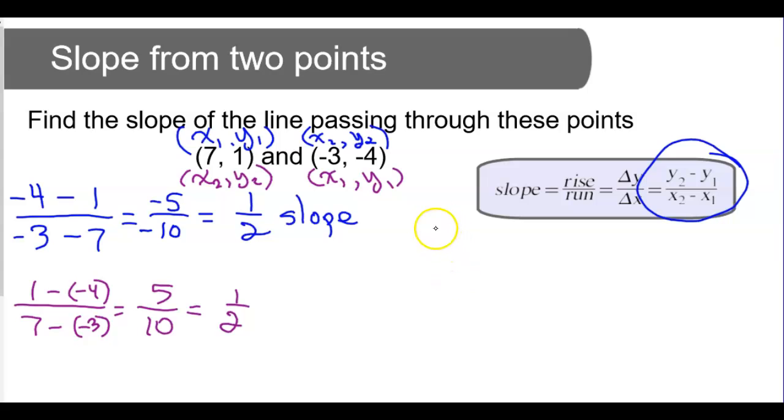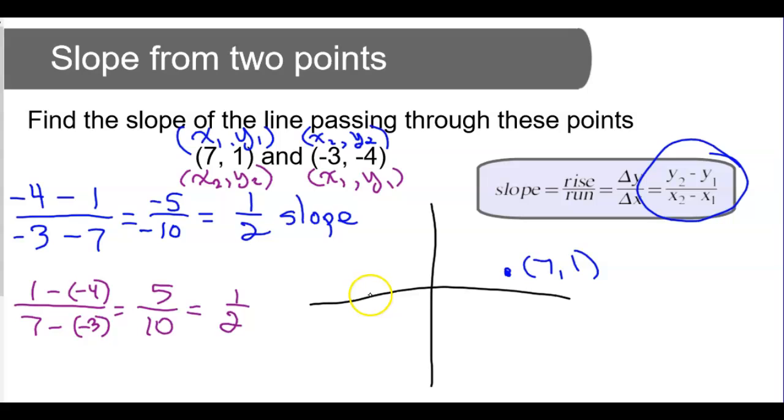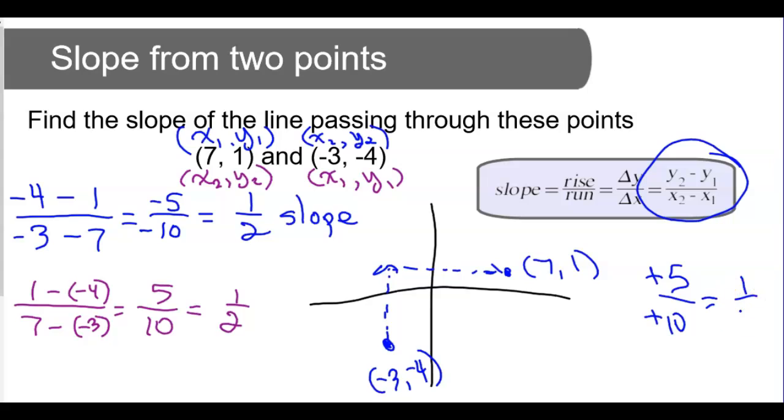And then some people, you know, they're visual people. Sometimes they like to draw out what they see here. So 7, 1 would be somewhere, let's just say over here. This is my 7, 1. And negative 3, negative 4 would be somewhere down here. What if I wanted to find the slope here? Well, to get from negative 4 to 1, you could see I'm going up 5. And to get from negative 3 to 7, I'm going to the right 10. That simplifies down to 1/2.